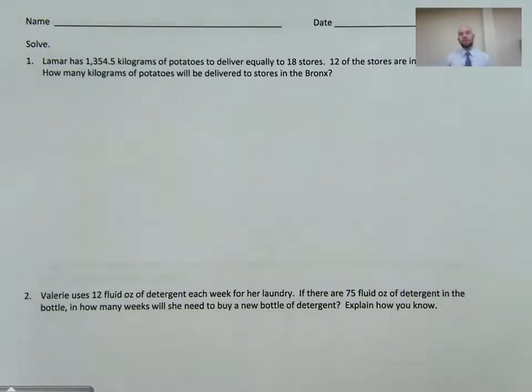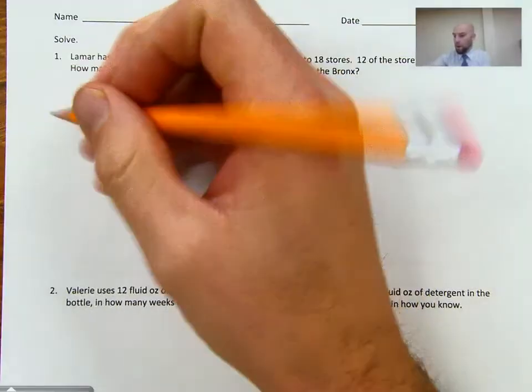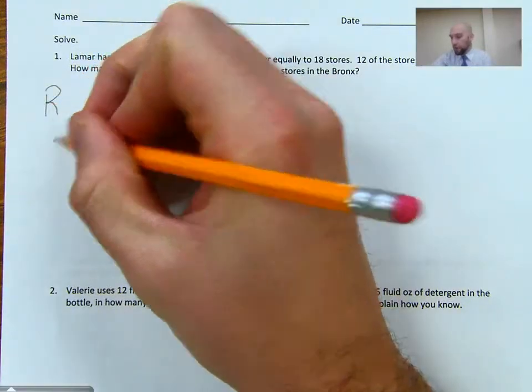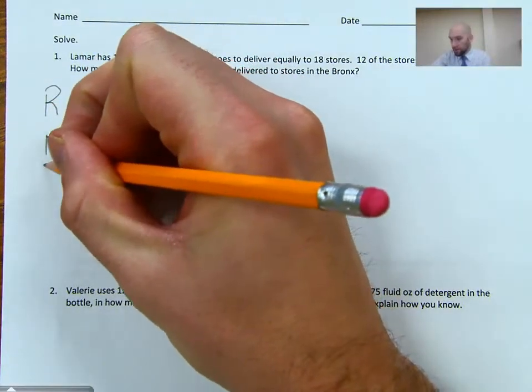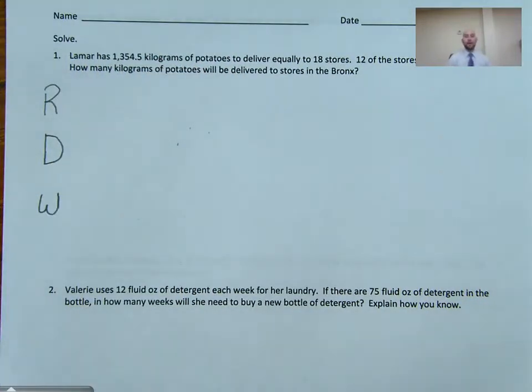So getting started here, number 1 says Lamar has 1,354.5 kilograms of potatoes to deliver equally to 18 stores. 12 of the stores are in the Bronx. How many kilograms of potatoes will be delivered to stores in the Bronx? So I always like to use my read, draw, write strategy when I do word problems. So I'm going to do RDW here right on the left side of my paper. Just reminds me to do all the steps to kind of move through this word problem.